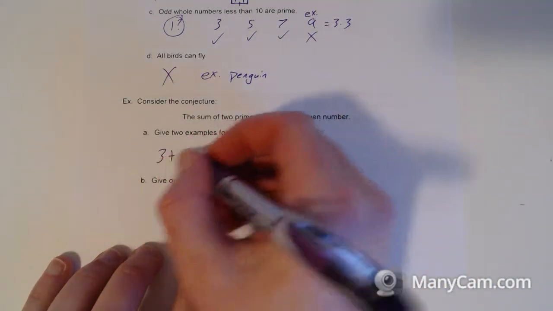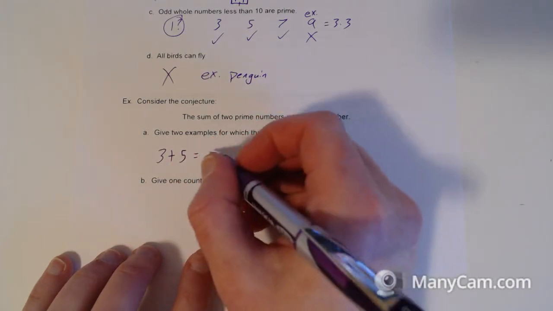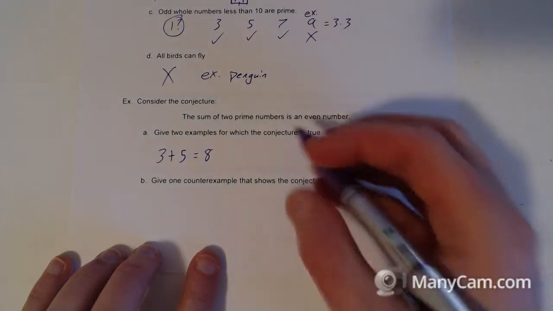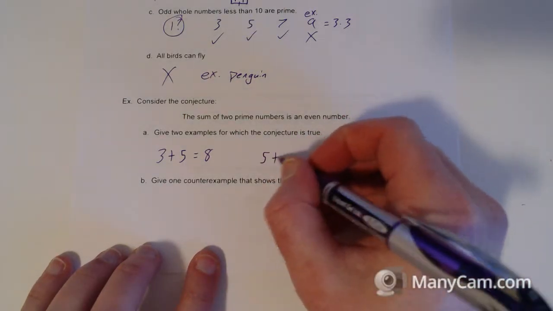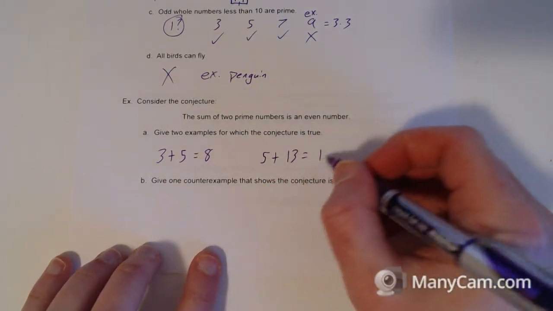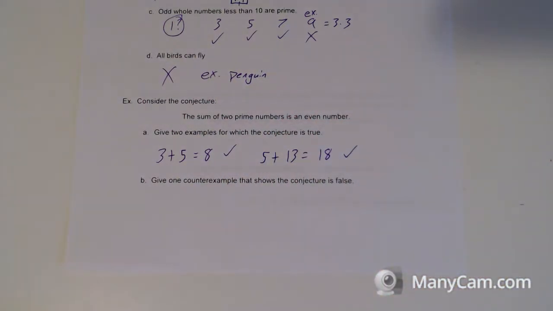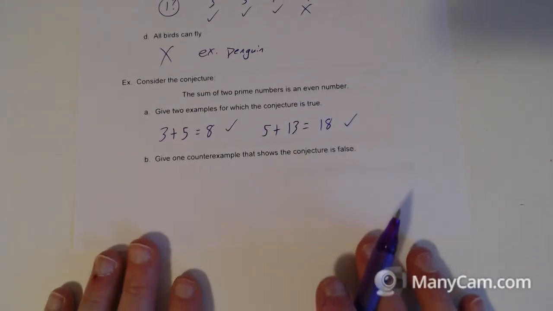3 plus 5 is equal to 8. That's true. 5 plus 13 is equal to 18. True, true. 2 prime numbers, their sum is indeed an even number. Now give 1 counterexample which proves this not true. Think about this one for a second.